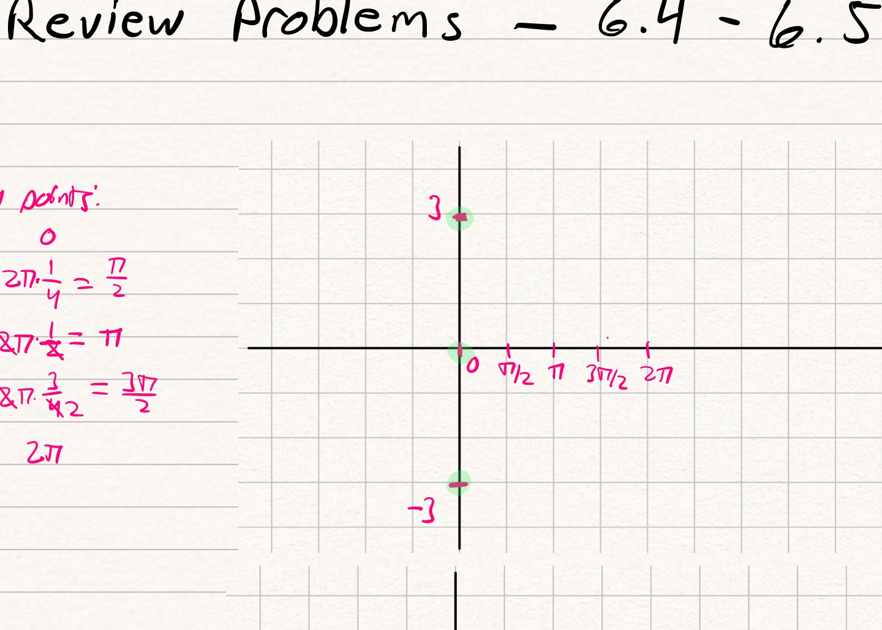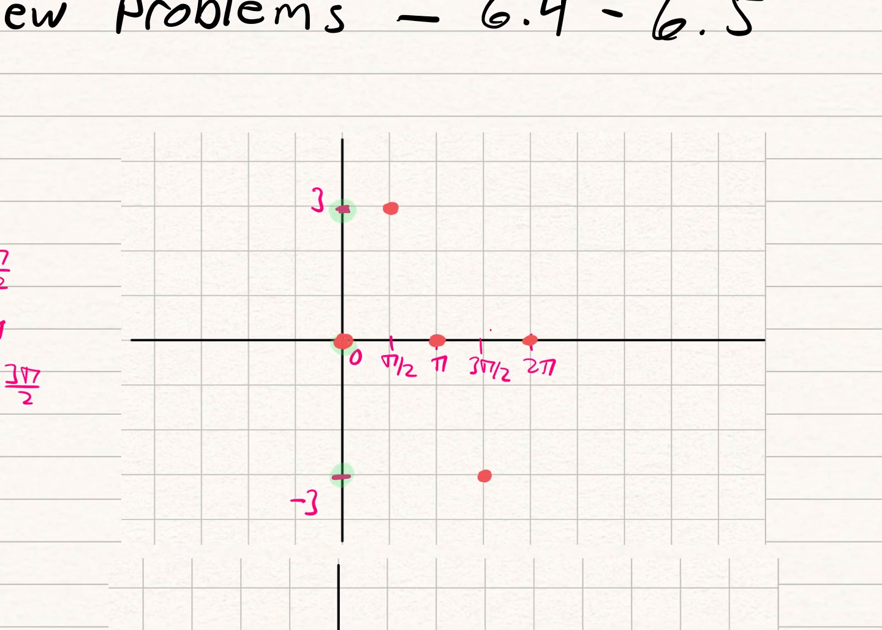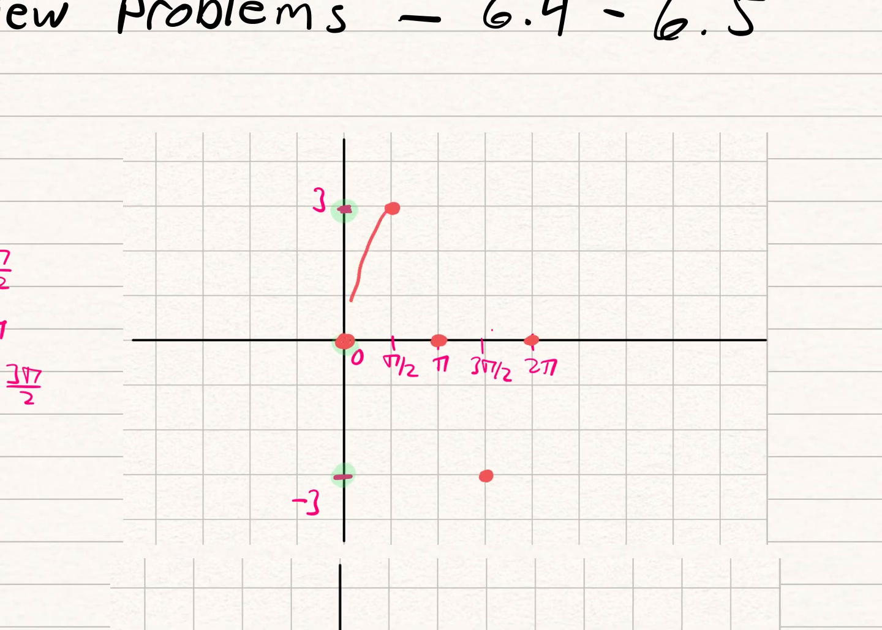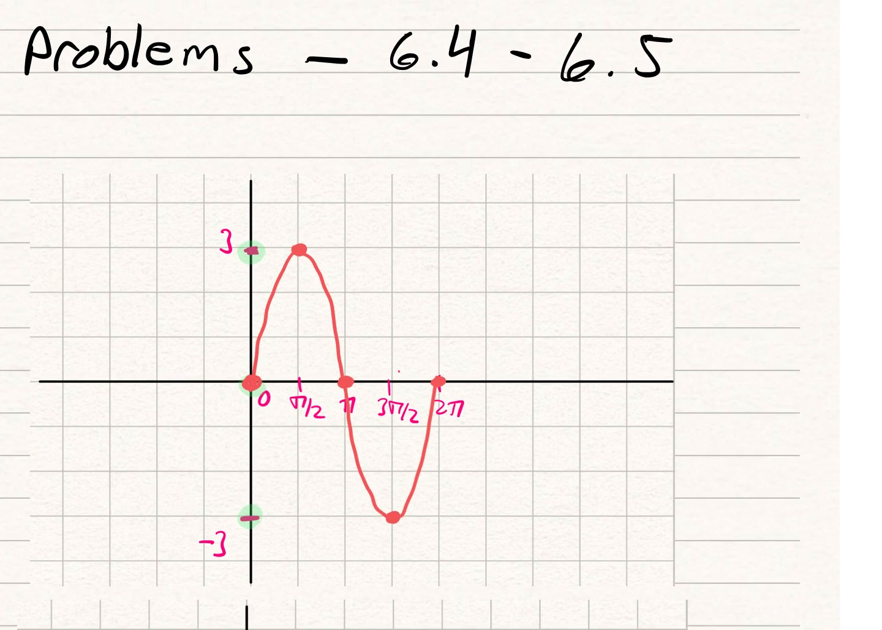Sine is always going to start in the middle at 0. And then at the first quarter, it's going to go up. At the second quarter, at the halfway mark, it's going to go back down to 0. At the 3/4 mark, it's going to go down to -3. And at the full period, it's going to end where you started. So it's going to look something like this if you connect it. That is one cycle.